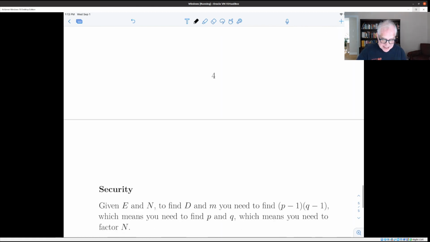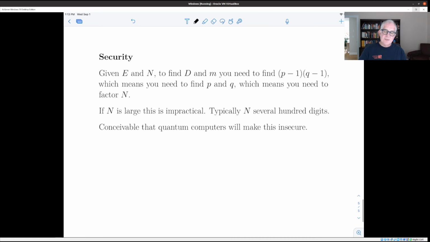Now, why is this secure? In other words, what's so great about this? Well, the key point is that if you know E and N, to figure out the decryption key D, you need to know M, which is P minus 1 times Q minus 1, and then you need to solve DE congruent to 1 mod M. So it's easy to solve DE congruent to 1 mod M if you know M. But you don't know M. You don't know P minus 1 times Q minus 1. You only know N, which is PQ.